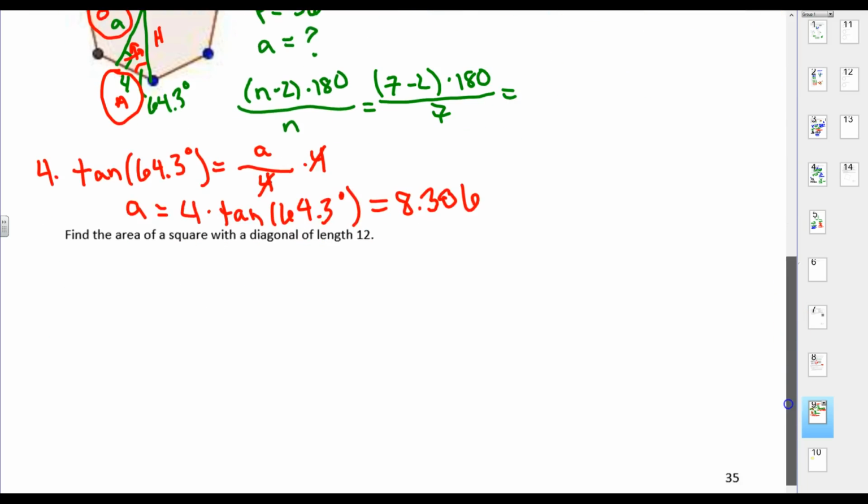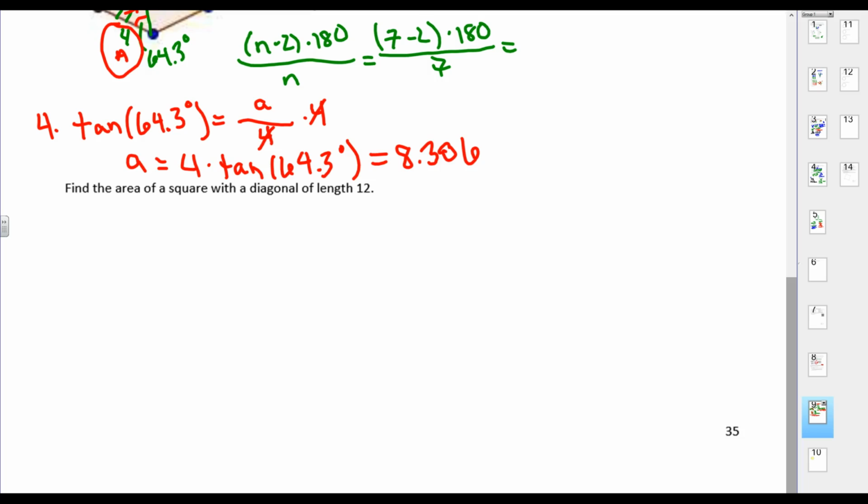All right, let's keep going. Find the area of a square with a diagonal length of 12. Well, first things first, let's draw us a square. I want you guys to sketch one on your page. I'm going to draw one on my page with my handy dandy clip art tools. Okay, so here's my square, and I have a square with a diagonal length of 12.